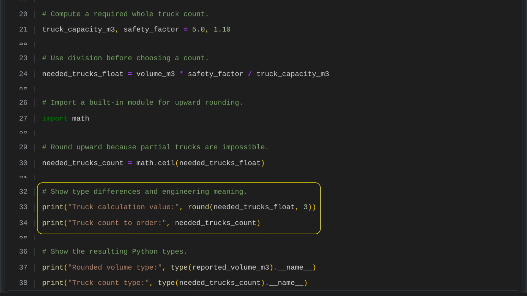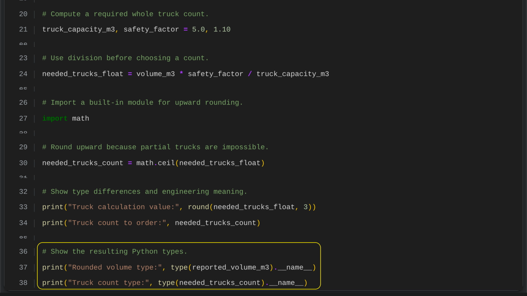The calculated number of trucks is first shown rounded to 3 decimal places, giving a precise estimate of the need. Then the final truck count is rounded up for ordering, because a fraction of a truck cannot be used. This separates the exact calculation from the practical engineering decision to order whole trucks.